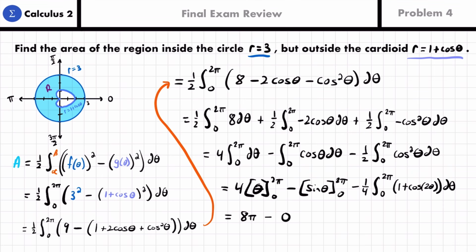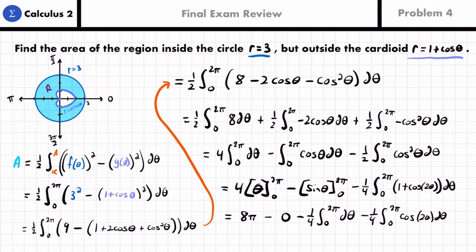So we have 8 pi minus 0, and then we have this integral to take care of, which I am now going to split up into two pieces. We'll have minus 1/4 times the integral from 0 to 2 pi of 1 d theta, and then minus 1/4 times the integral from 0 to 2 pi of cosine of 2 theta d theta. All right. Now for this integral, we're just integrating 1, which is pretty nice.